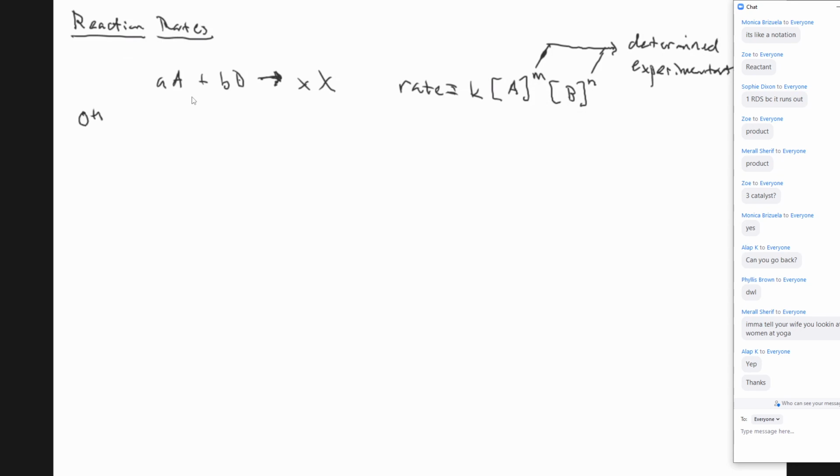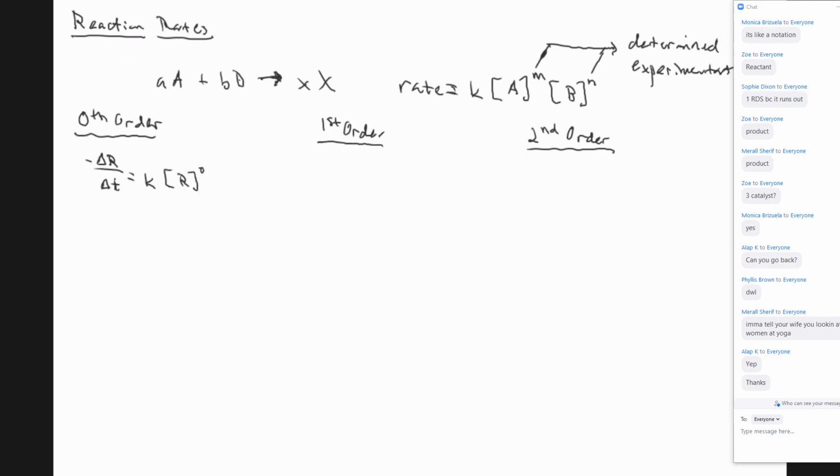So you can have a 0th order, first order and second order kinetics. So a 0th order reaction, the change in reactants over the change in time is equal to the rate constant times none of the reactants.